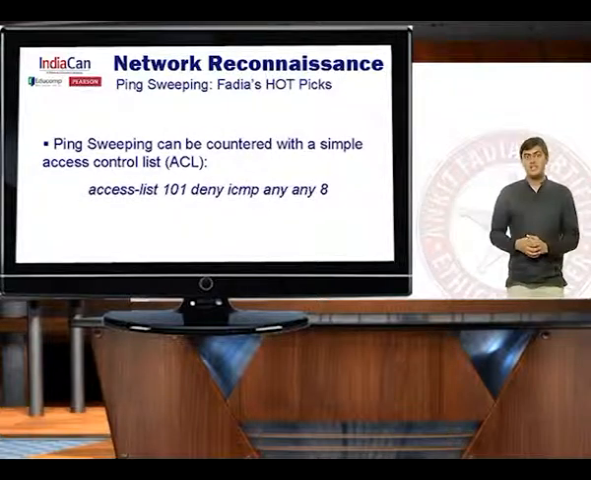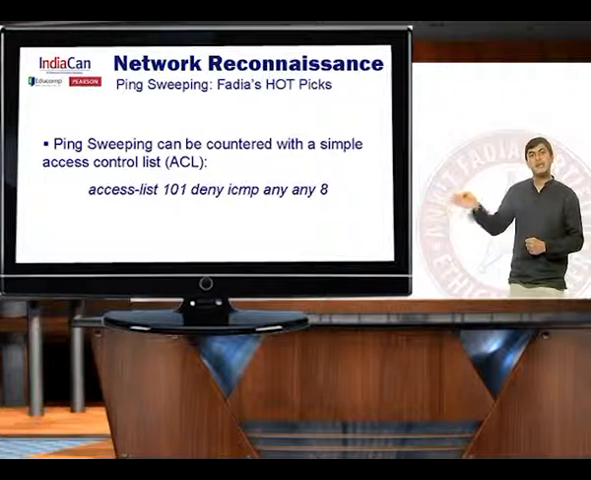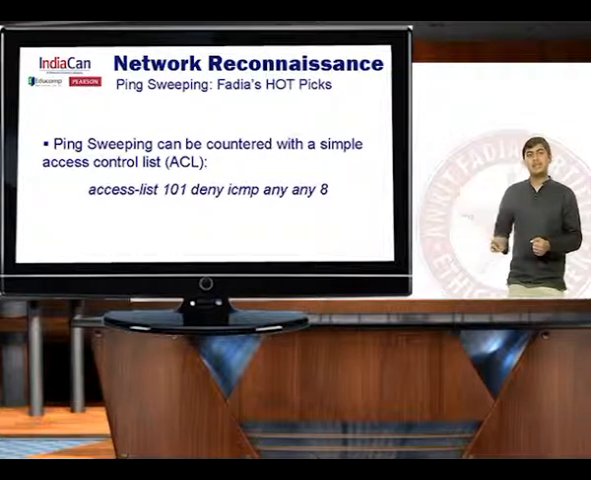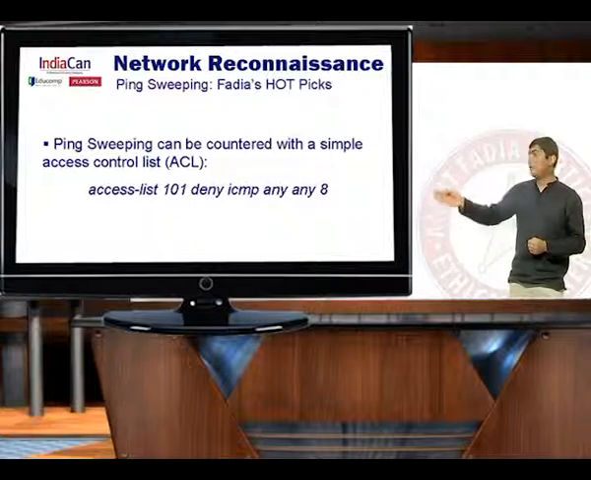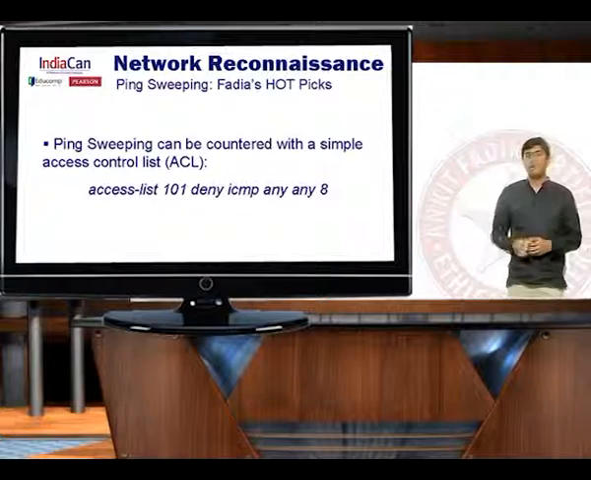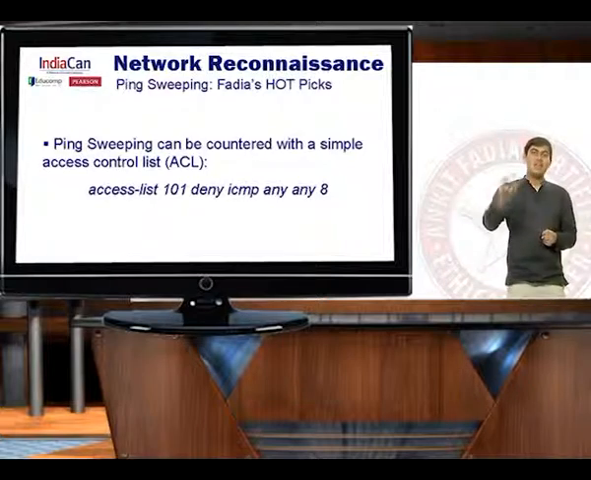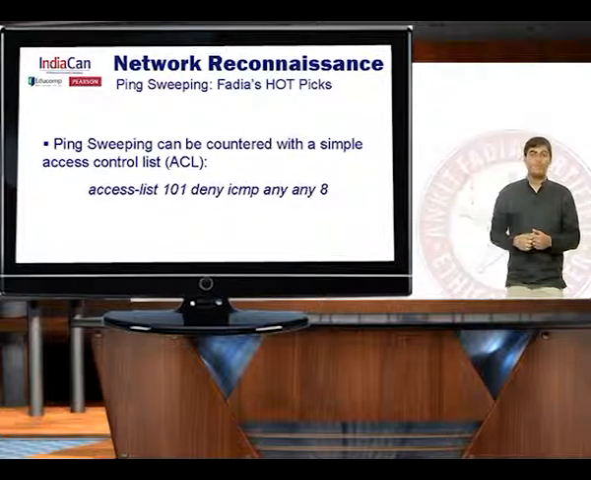What are the various countermeasures that are possible against ping sweeping? Ping sweeping can easily be countered with a simple access control list implemented either by a firewall rule or at the router level. The access control list or filtering mechanism used in this case is access-list 101 deny icmp any any 8. In other words, this access control list is denying any ICMP probing packets which have been sent by the attacker for pinging purposes.